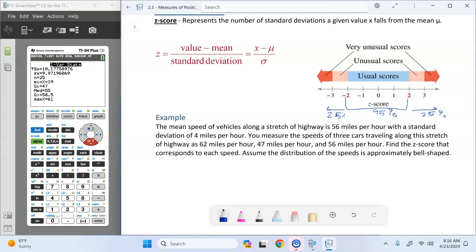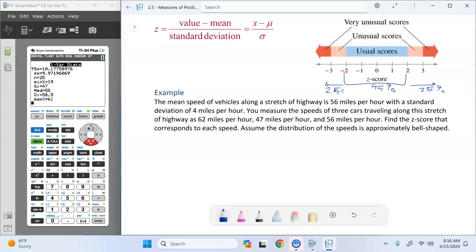So we've got 3 cars. The mean speed is 56 miles per hour and the standard deviation is 4. We have 3 cars traveling down this stretch. One's going 62 miles an hour, one's going 47 miles an hour, and one is going 56 miles per hour. Find the z-score that corresponds to each one. Assume that we are approximately normally distributed, and then we can interpret to see which ones are likely and which ones are unlikely.